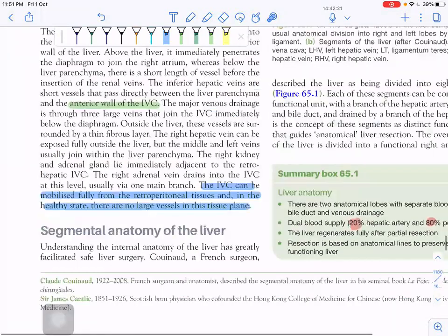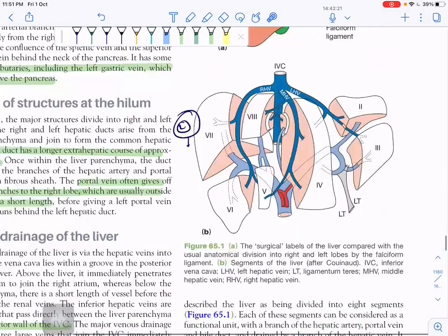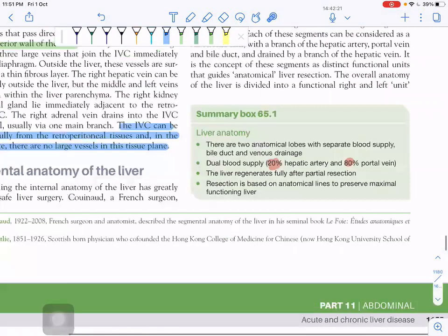So, segmental anatomy of the liver. We already know the points. Here, the summary parts of 65.1 we have to know about. It has dual blood supply: only 20% from the hepatic artery, 80% from the portal vein.